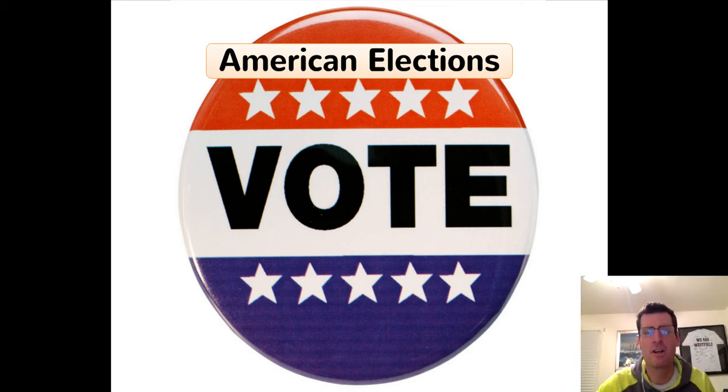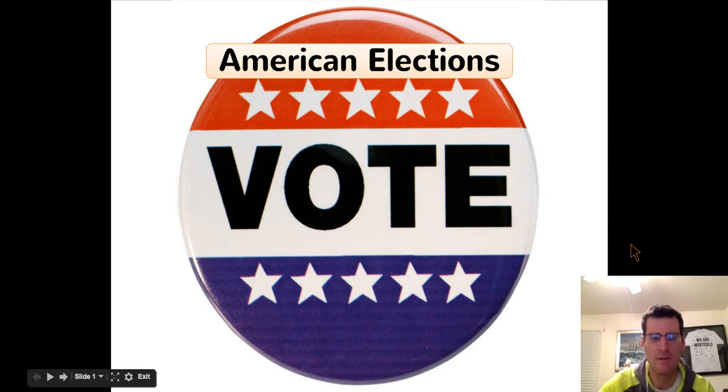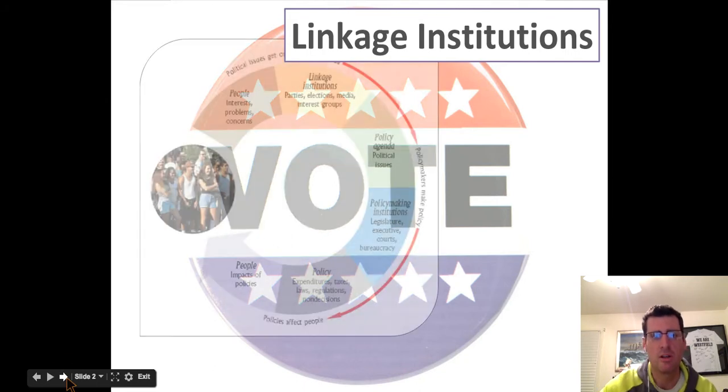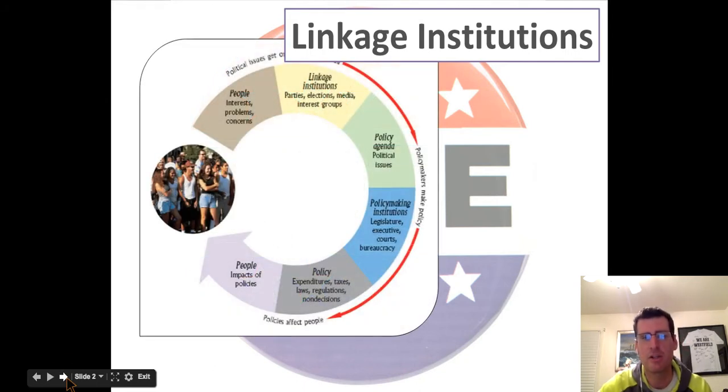Today we're going to be talking about American elections. And I want to walk you through this little slide presentation here to give you an idea of why they're important, what they do, and how the whole system works. Now, an election is part of what we call linkage institutions here in the United States. And if you're from my class, you're familiar with this diagram here.